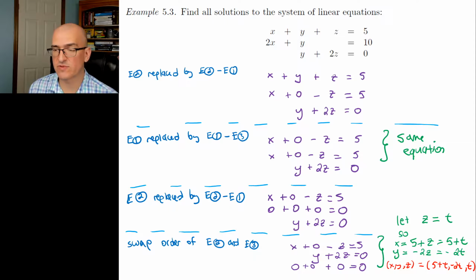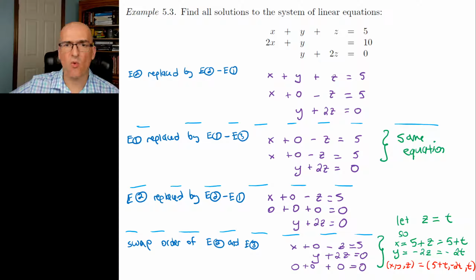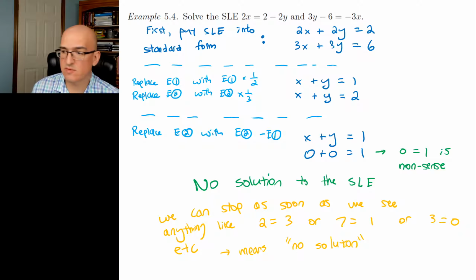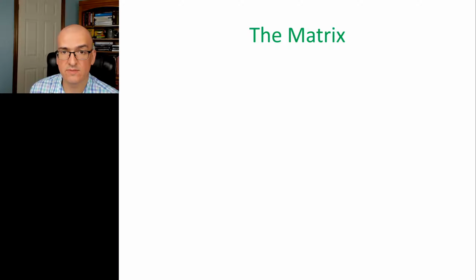There was a family of solutions that were related to each other through a parameter. And this one's kind of mysterious still. How did I know I could let z equal t? Why didn't I let y equal t instead? Why z? Well, I'll tell you, not now, I'll tell you very, very soon. So that was the other case. And then we saw the last case, a system of linear equations that led to no solution. And it turns out that's all there is.